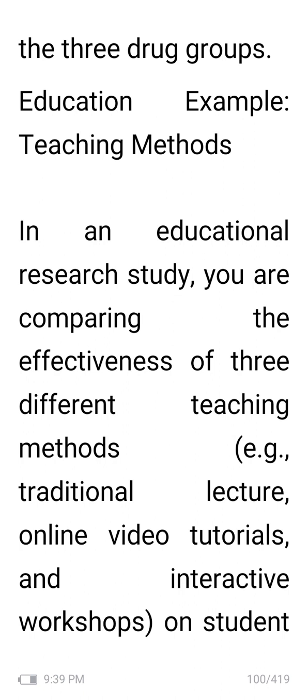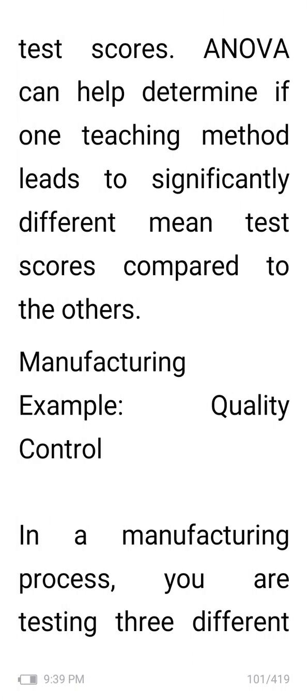Education example: teaching methods. In an educational research study, you are comparing the effectiveness of three different teaching methods: traditional lecture, online video tutorials, and interactive workshops on students' test scores. ANOVA can help determine if one teaching method leads to significantly different mean test scores compared to the others.